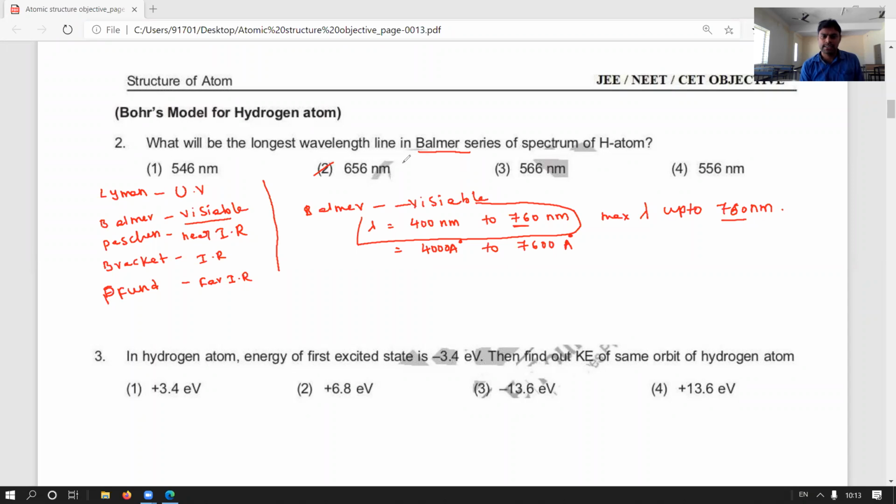Let's see, the options are 546, 656, 566 and 555. Out of these 4 options, in the range 400 to 760, which is the maximum λ value? 656. For example, if in the third option they gave 750 nanometers, then the answer would be 750. Or if they gave 760 nanometers, 760 is the maximum, so the answer would be the fourth one. According to the options 546, 656, 566, 556, the Balmer series is present in the visible region, and the maximum λ value is 656 nanometers. Understood? Second question done. Let's see the third question.